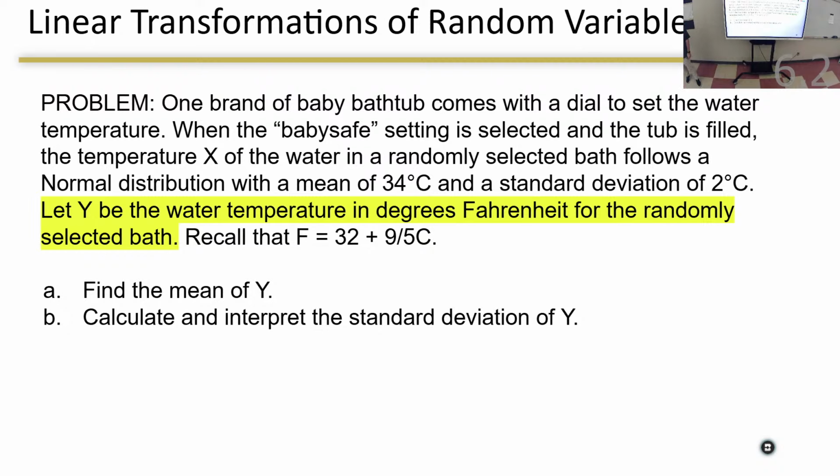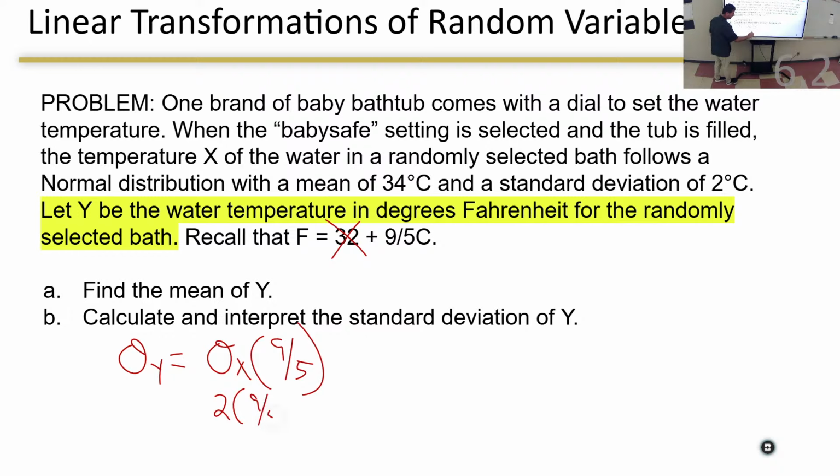Calculate and interpret the standard deviation of Y, and this is the one we just get in such a habit. The standard deviation of Y is equal to the standard deviation of X multiplied by 9/5, but that's it. Don't add the 32 because addition doesn't affect it. But we get in such a habit of plugging and chugging into formulas. The 32 has nothing to do with the standard deviation. And so that was 2 times 9/5, which is 18/5.